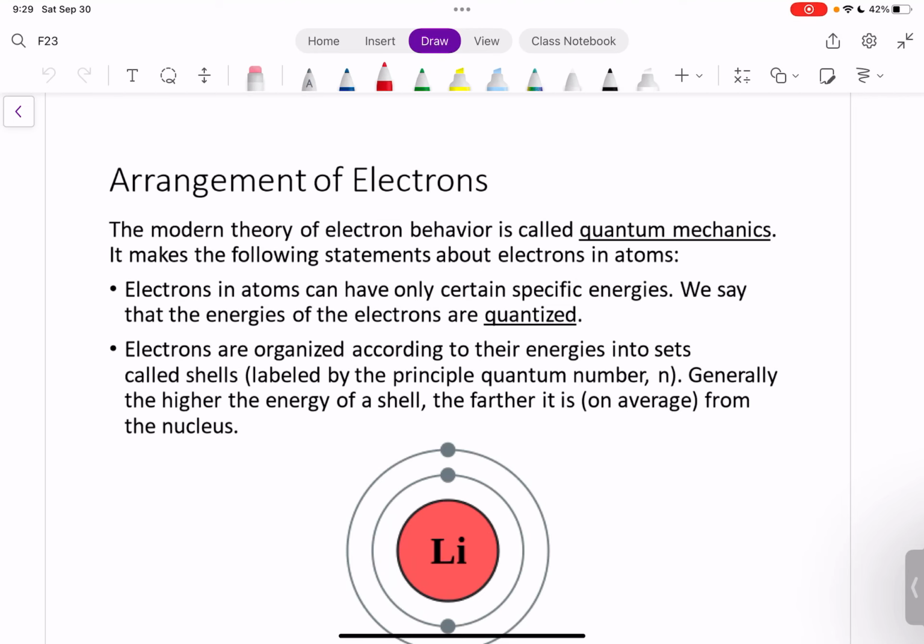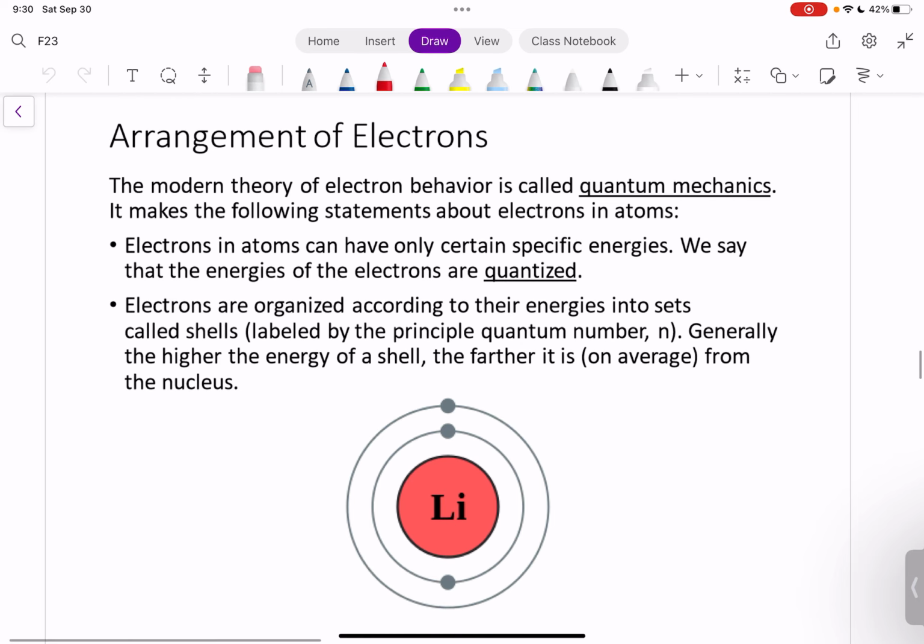In this video, we're going to talk about the arrangement of electrons and electron configuration. So we talked about where our neutrons and protons hang out in the atom, and we said that electrons orbit around the nucleus. And the modern theory of electron behavior is a lot more nuanced than that. It's called quantum mechanics. You might have heard that term before, but it makes the following statements about electrons that are in atoms.